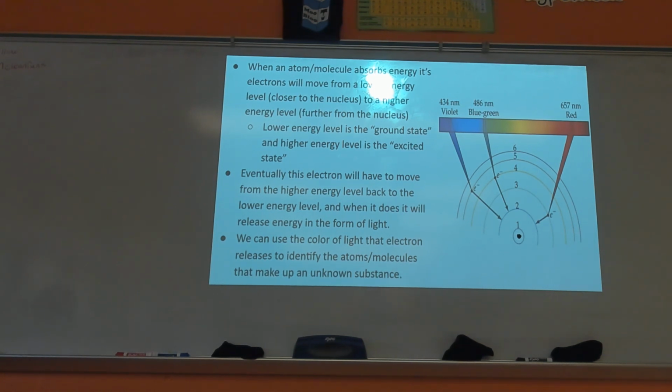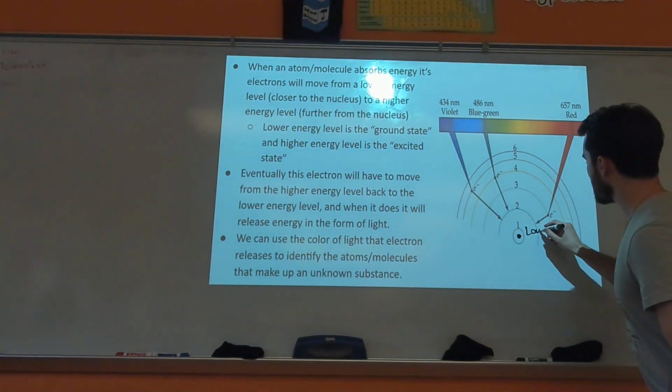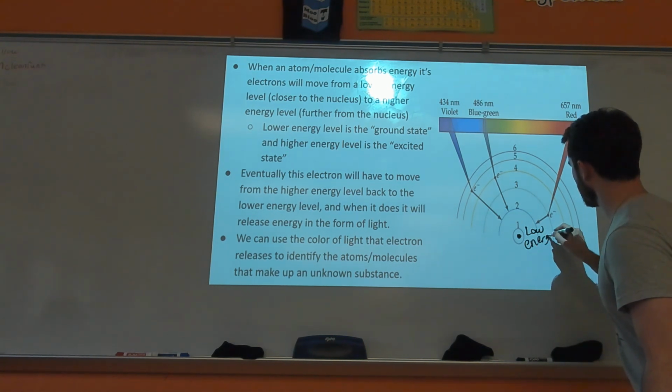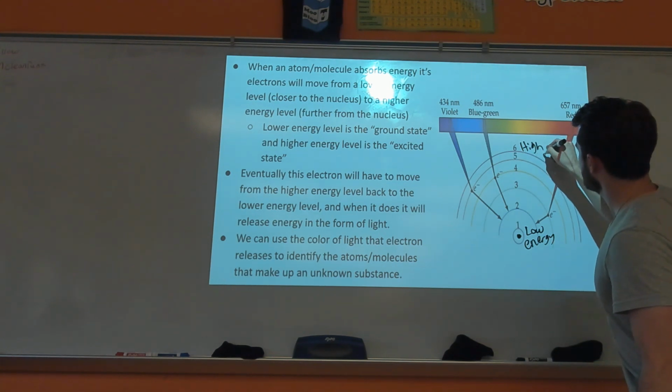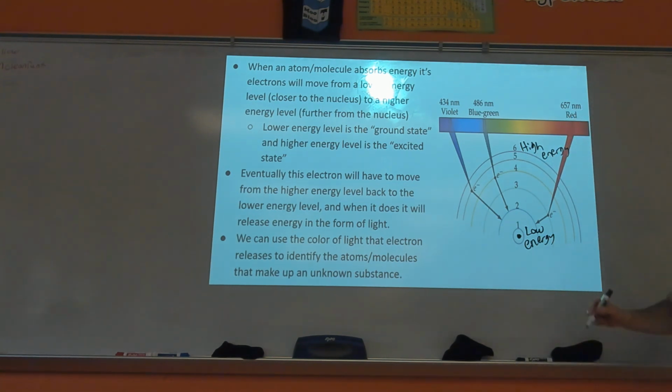We say that the electrons occupy different energy levels, where if you are closer to the nucleus, you're at a low energy level. So if you're at 1 here, that would be low energy. And if you're higher up, you're at high energy. That should make sense to you, because if you want to climb a mountain, you need energy to get to the highest part of the mountain. If you're an electron, you want to go from a lower energy level to a higher energy level further away from the nucleus. You need to gain energy.